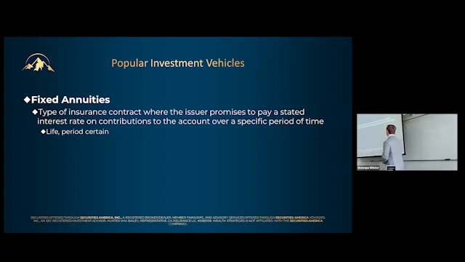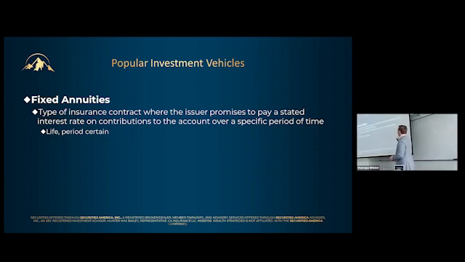They're a type of insurance contract where the issuer promises to pay a stated interest rate on all the contributions made to the account over a specific period of time. This period of time oftentimes will be lifetime, so it'll be a calculated number of years based on life expectancy, they'll calculate the payment, and then they'll just pay it until you die. Sometimes it'll be over a period certain, that could be 10 years, and oftentimes you'll see life plus period certain. So you might have your life, and if you die before the period certain is over, it will continue to pay into that period.